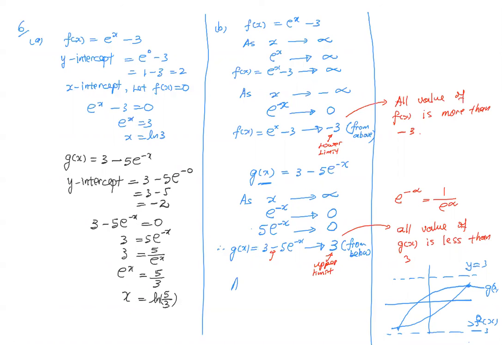So you have to do the other side also. As x approaches negative infinity, what happened to your e to the power negative x? Approaches infinity. Yeah. So what happened to your g(x), which is 3 minus 5 times infinity? So it will approach negative infinity. That's how you go down. Okay?